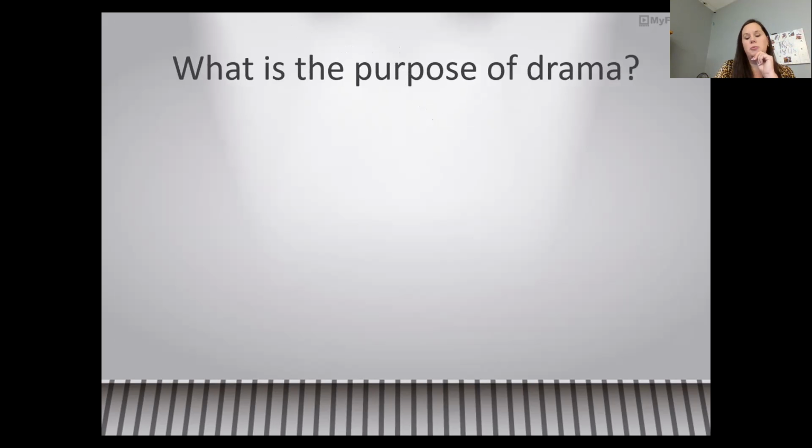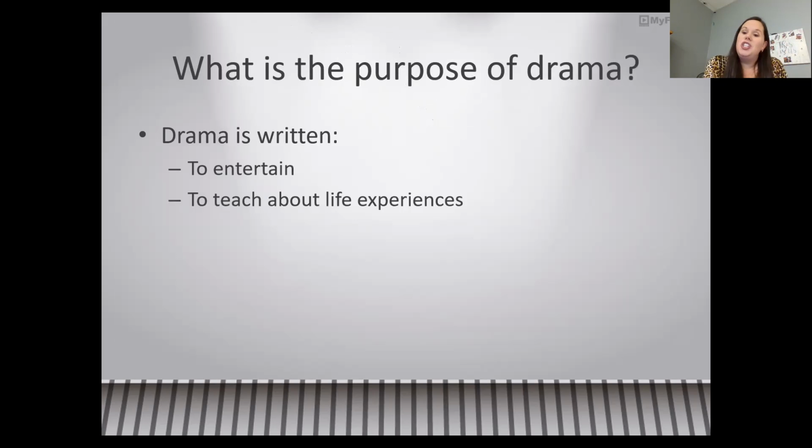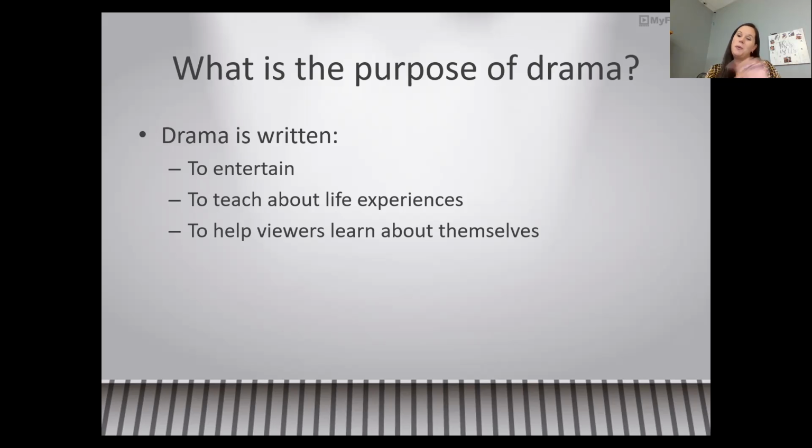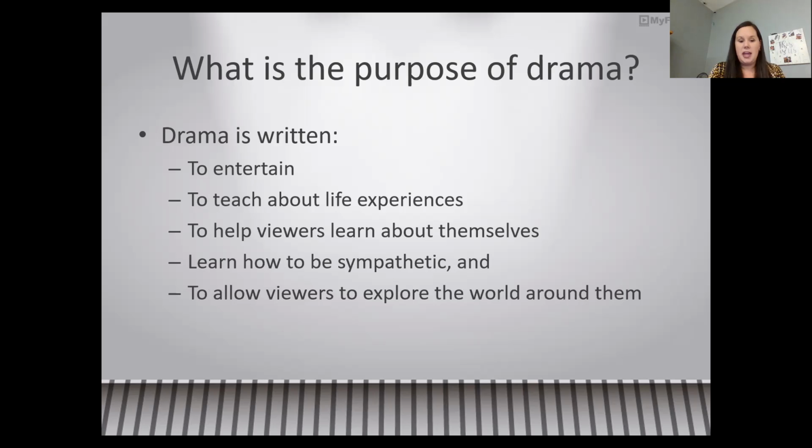So why are dramas written? We talked about fiction. Fiction is written to entertain. Why is drama written? To entertain you. It could teach you about life experiences, and it could help viewers learn about themselves. That's where we're going to get into the different types of drama. And you could learn how to be sympathetic. And it could be just to allow the viewer, the audience, to explore the world around them in kind of an enclosed space.